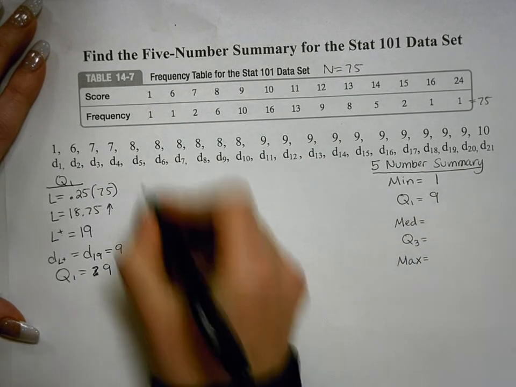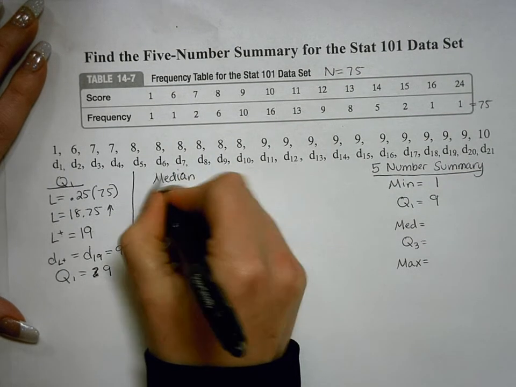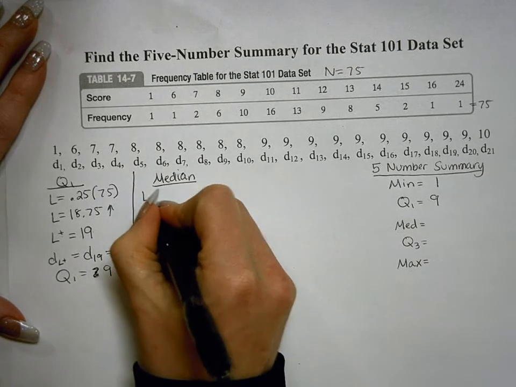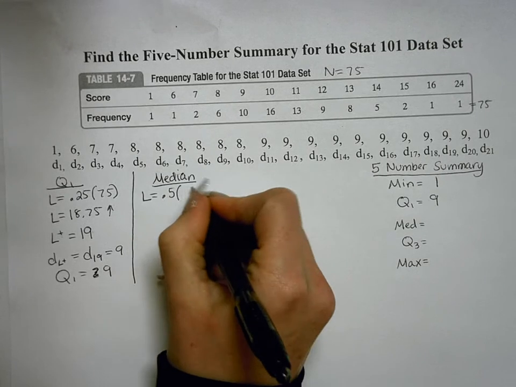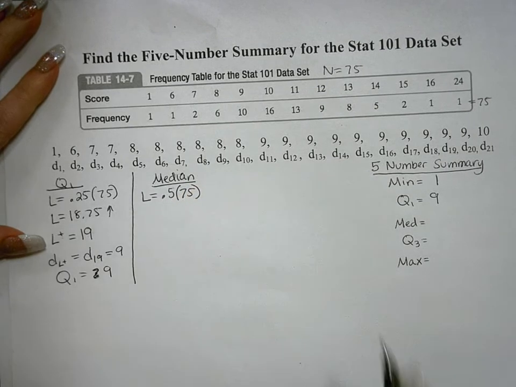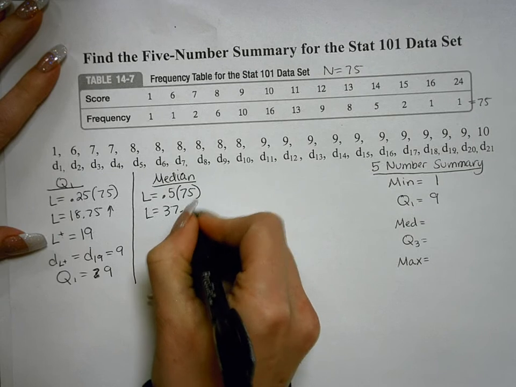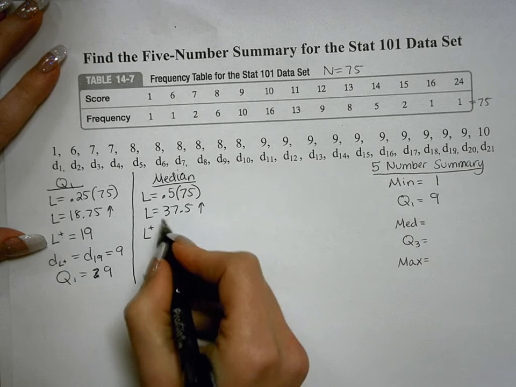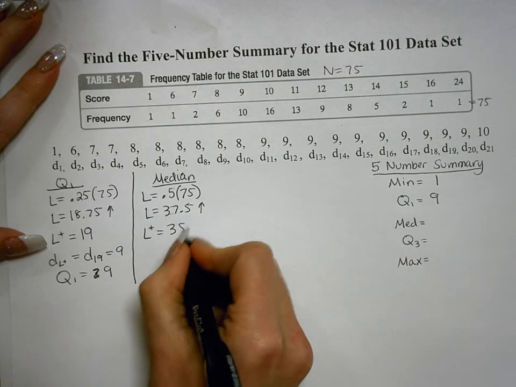Okay, the next thing we need to find is the median. Now the median is the same thing as the 50th percentile, so we're going to find the locator of the 50th percentile, which in the form of a decimal would just be 0.5. Multiply it by n. n is equal to 75. 0.5 times 75 is equal to 37.5, and this is a decimal, so we have to round up and find what L+ is again. And that's not very hard, because 37.5 just rounds up to 38.